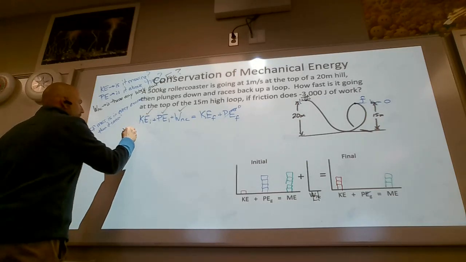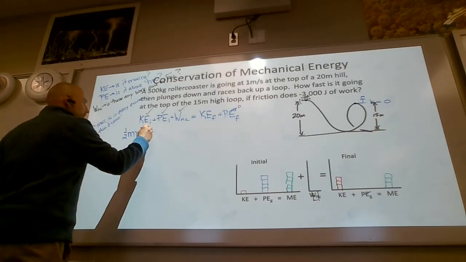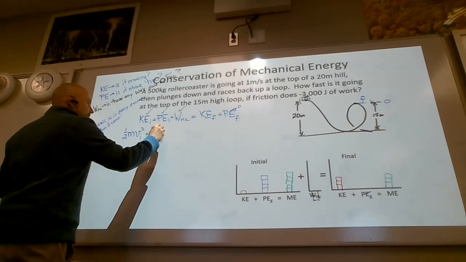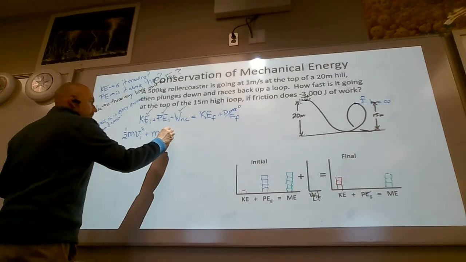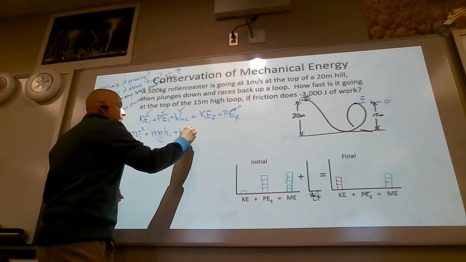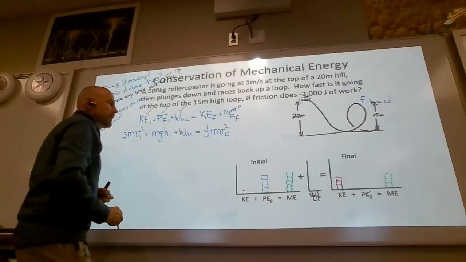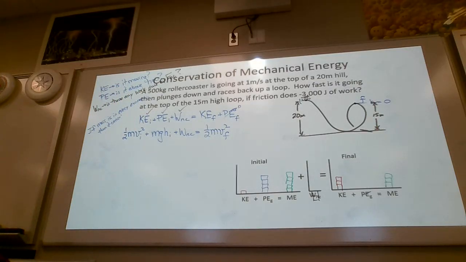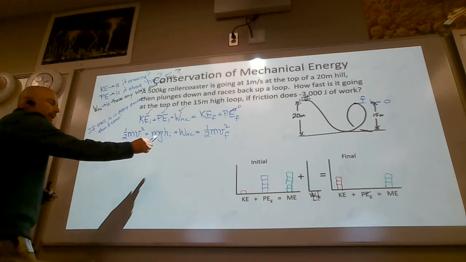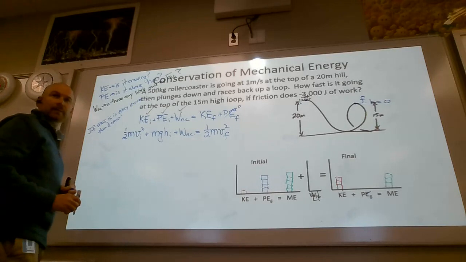Got 1/2 mass times speed squared initial plus mass times acceleration of gravity times height initial plus the work done by non-conservative force is equal to 1/2 mass times speed squared final. Woo! Can I cancel out masses? I cannot. I don't have mass right there.